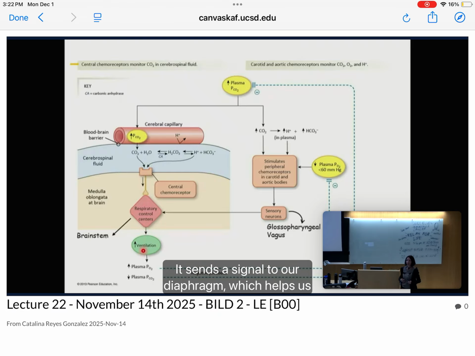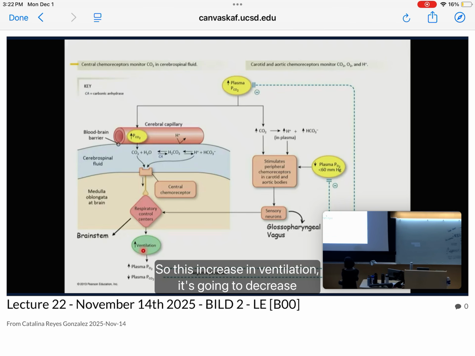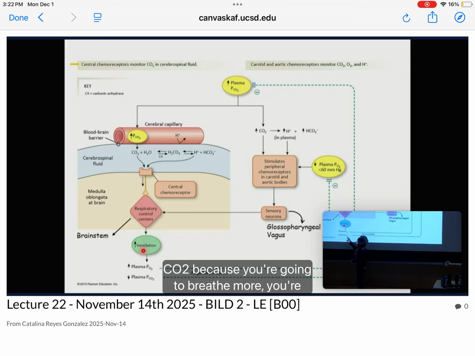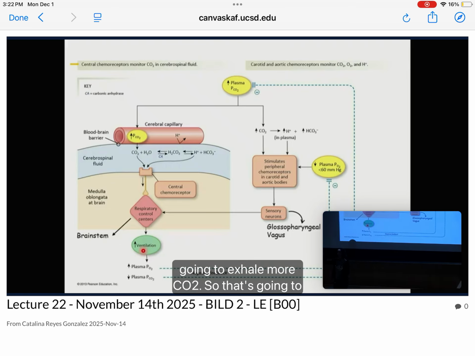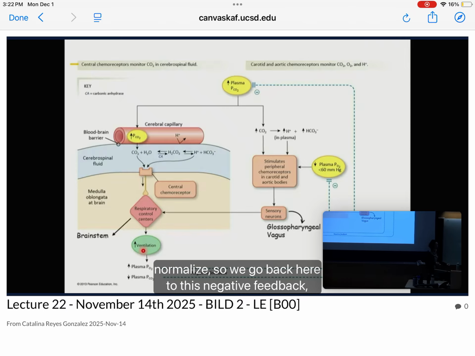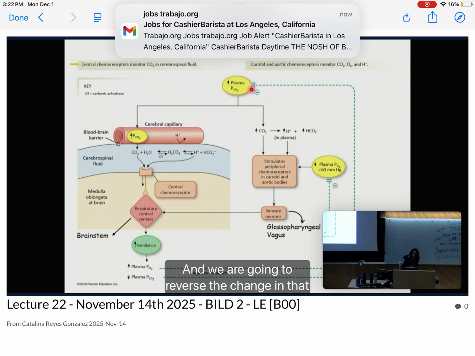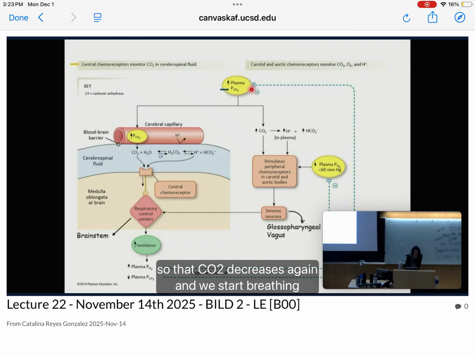It sends a signal to our diaphragm, which helps us inhale more, and we're going to start breathing more. Larger volumes and faster breathing. So this increase in ventilation is going to decrease CO2, because you're going to breathe more, you're going to exhale more CO2. So that's going to normalize, so we go back here to this negative feedback, right? And we are going to reverse the change in that physiological variable. So this is a negative feedback loop. So that CO2 decreases again, and we start breathing normally again.